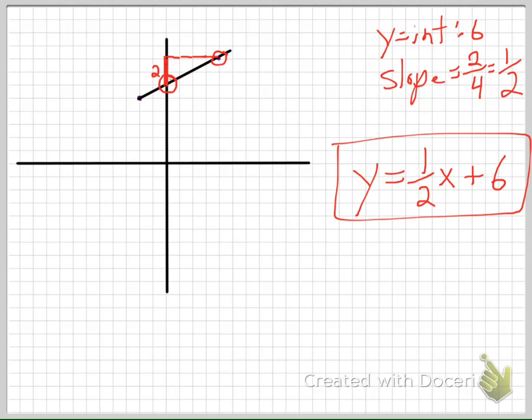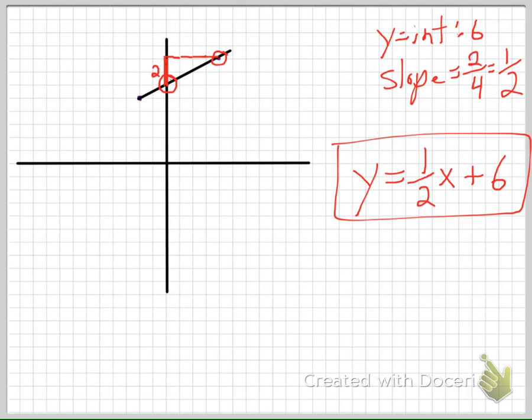If you have a graph, pick 2 points on the graph, and then you can do y2 minus y1 over x2 minus x1, find your slope. Then you could actually plug in and find your y-intercept, although, again, if you've got a graph, the y-intercept should be the easy one to pick out.